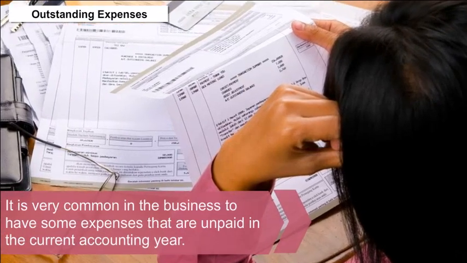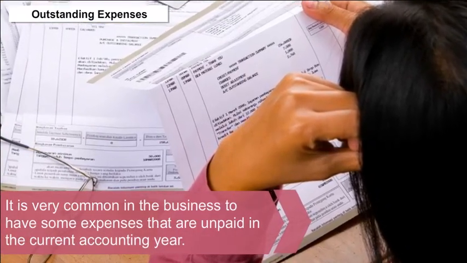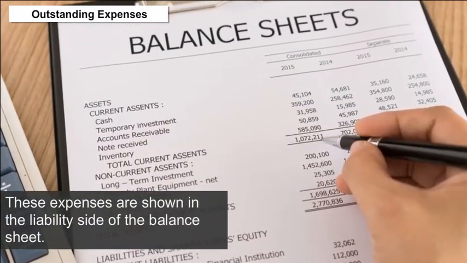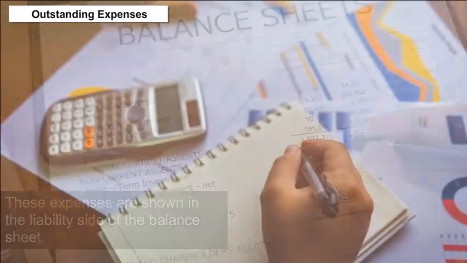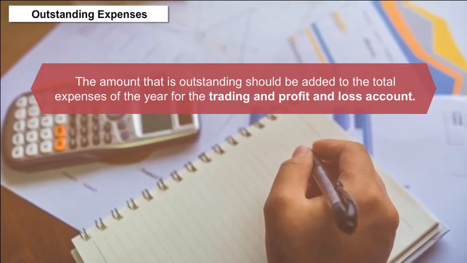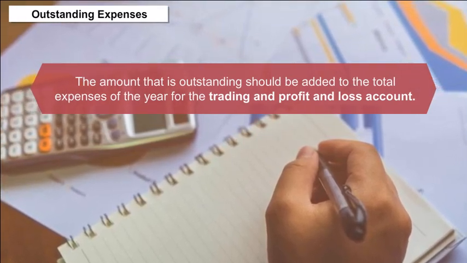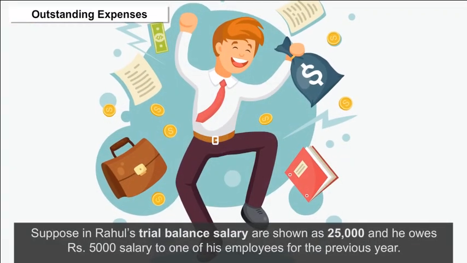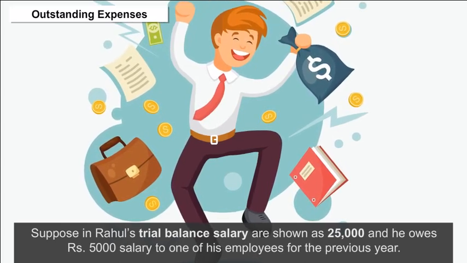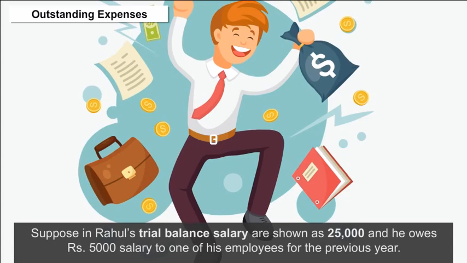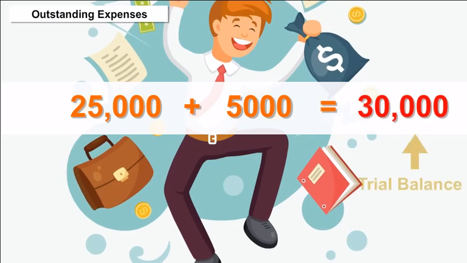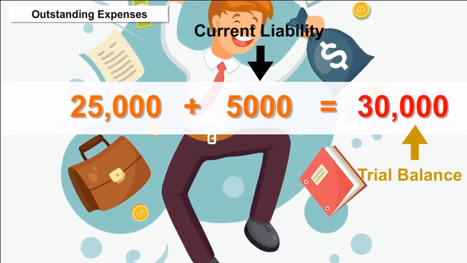It is very common in the business to have some expenses that are unpaid in the current accounting year. These expenses are shown in the liability side of the balance sheet. The amount that is outstanding should be added to the total expenses of the year for the trading and profit and loss account. Suppose in Rahul's trial balance salary are shown as 25,000 and he owes rupees 5,000 salary to one of his employees for the previous year. So the salary that is to be shown should be 30,000 in trial balance and 5,000 as current liability.